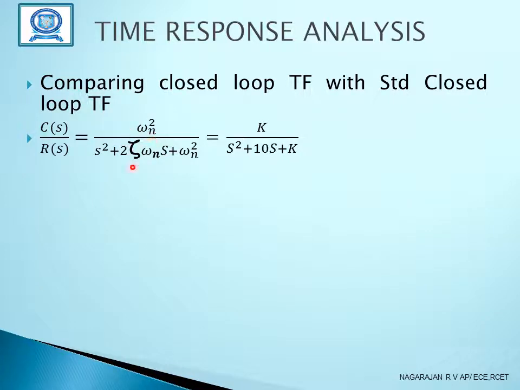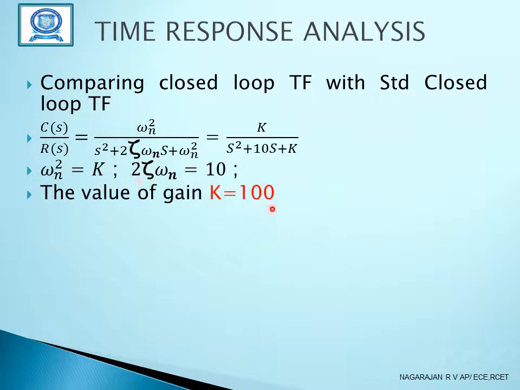Now compare this with our given second order system. So omega n square divided by s square plus 2 zeta omega n s plus omega n square is equal to K divided by s square plus 10s plus K. Now compare these two equations and determine the value of K, omega n, and so on. When comparing, omega n square is equal to K, and 2 zeta omega n is equal to 10. When we simplify this equation, we get K value as 100.